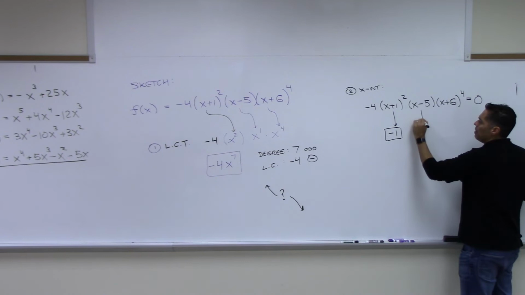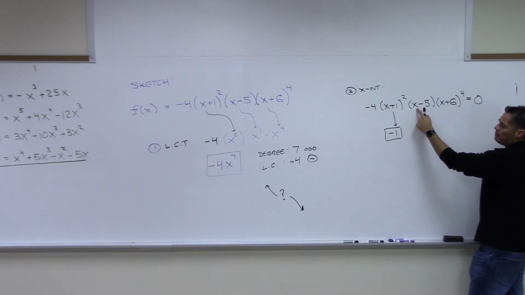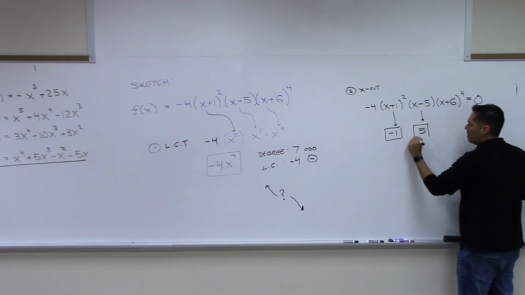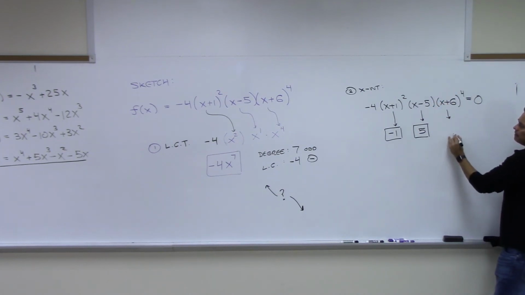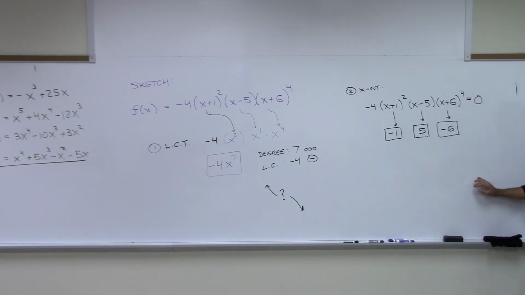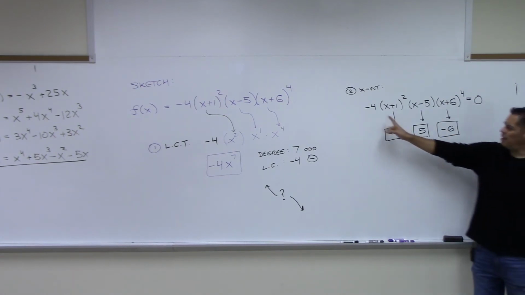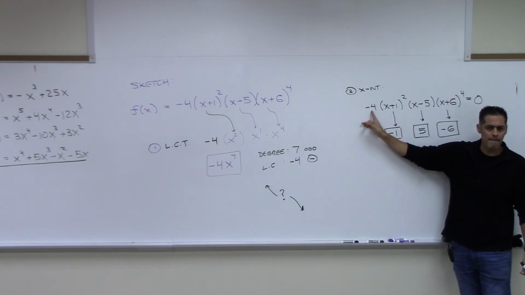Same with this one. If I put a what here? 5, right? Positive 5. We're going to have 0 there and kills everything off. And this one? -6, right? -6 will make that 0. What about this, though?